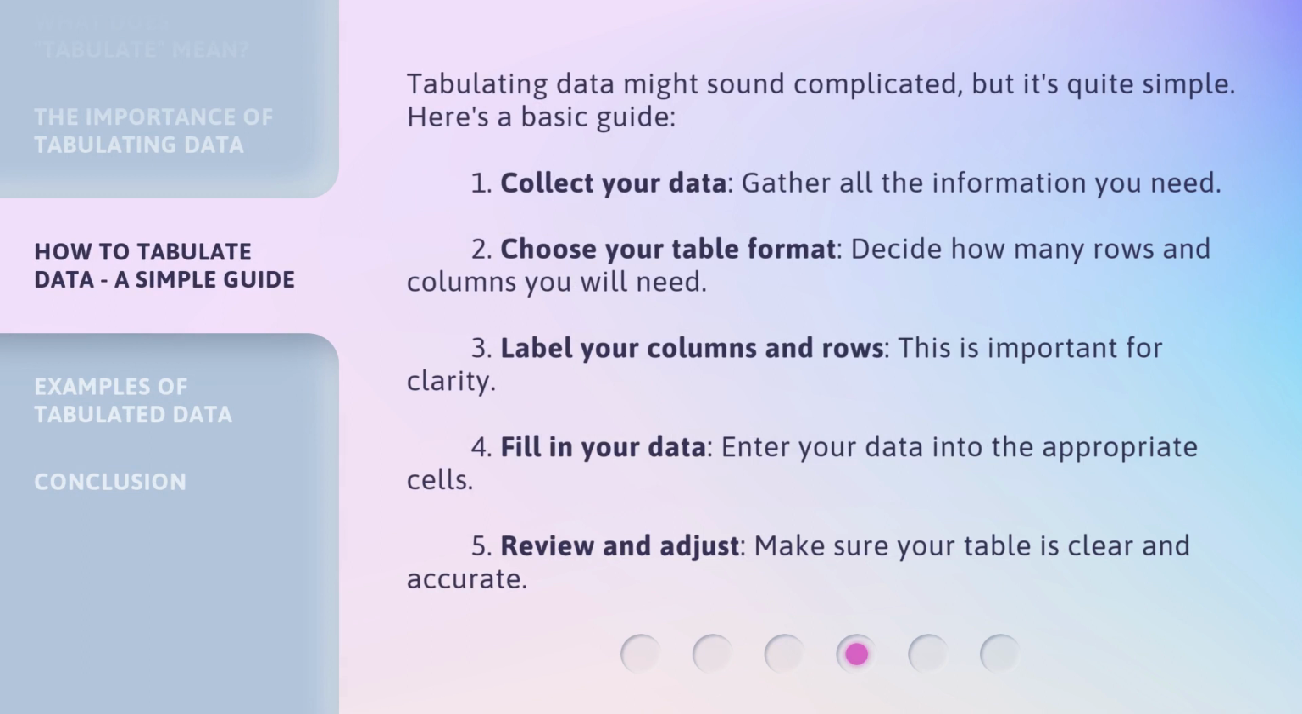Tabulating data might sound complicated, but it's quite simple. Here's a basic guide. 1. Collect your data. Gather all the information you need. 2. Choose your table format. Decide how many rows and columns you will need. 3. Label your columns and rows. This is important for clarity. 4. Fill in your data. Enter your data into the appropriate cells. 5. Review and adjust. Make sure your table is clear and accurate.